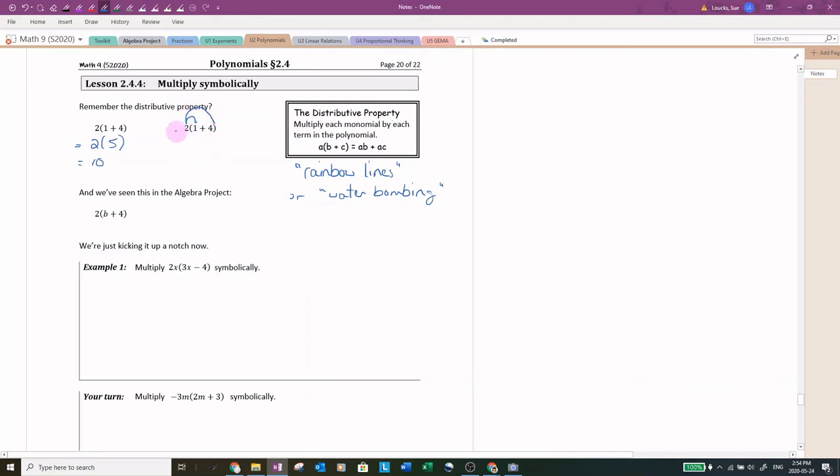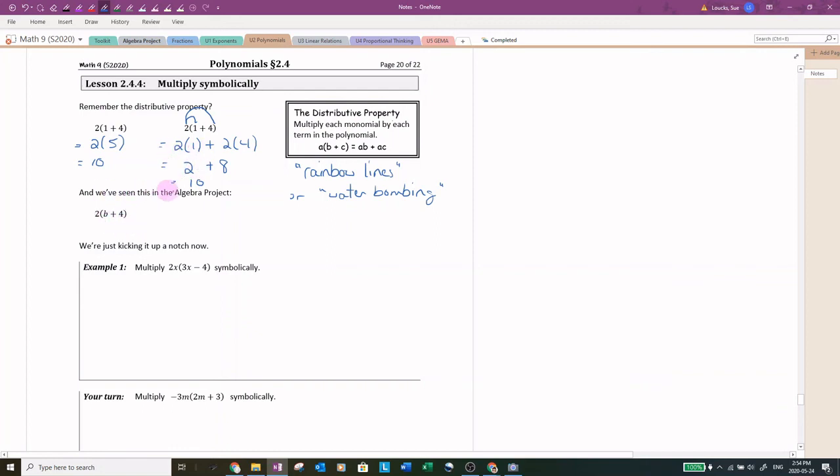And what this means is that I have 2 times 1 and I have 2 times 4, which is what I showed you on the picture with the other camera, right? So 2 times 1 is 2 and 2 times 4 is 8 and 2 plus 8 equals 10. So I get the same answer. All right. And we've seen this in the algebra project. I hope you've seen this in the algebra project where we're distributing, multiplying things.